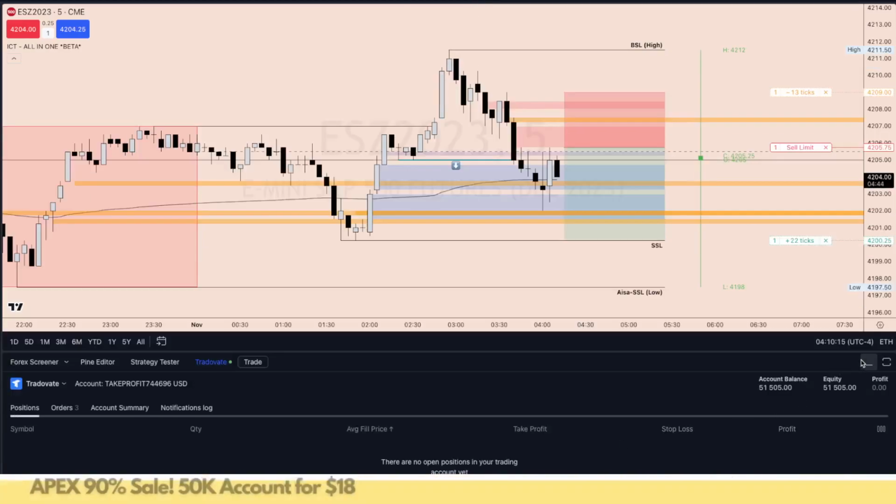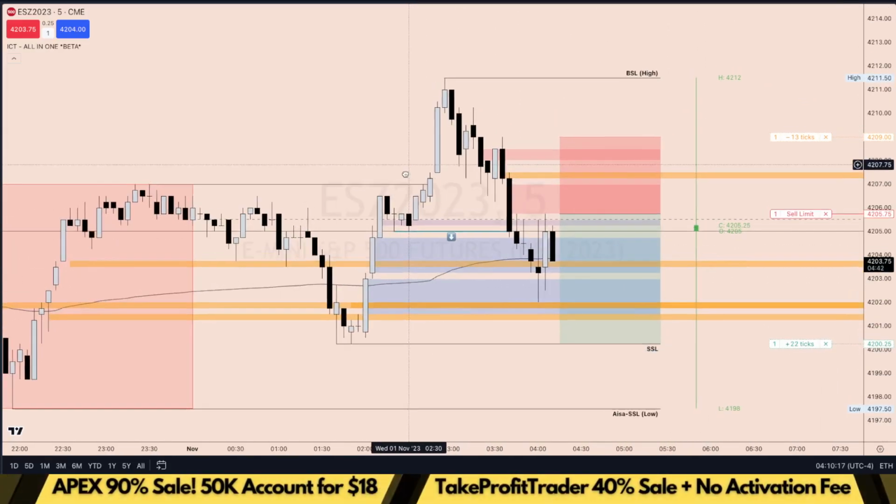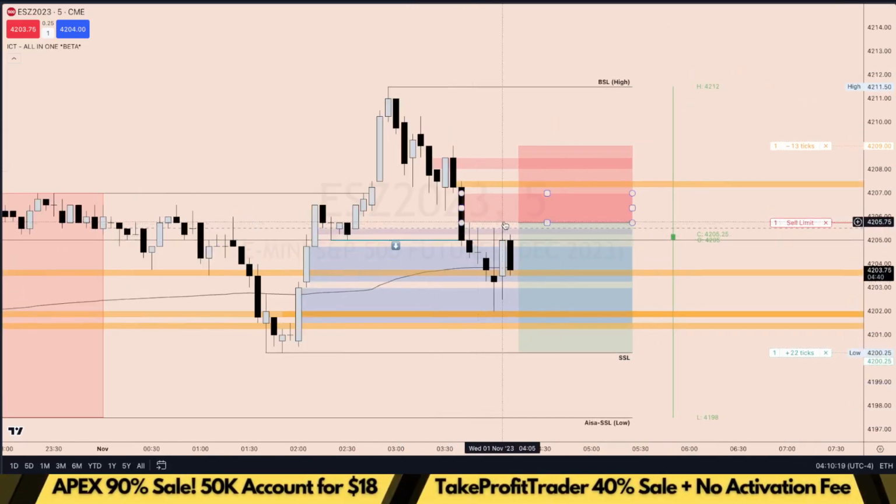Still on the Take Profit Trader account. We see we tapped it, but we didn't get filled here. We touched our price level, but like I said, we didn't get filled, and we reject from it.